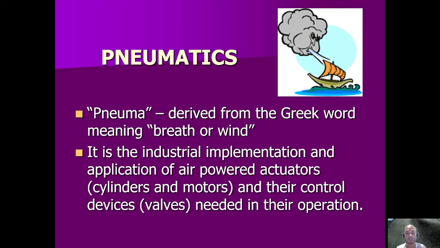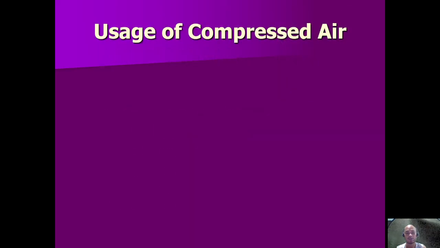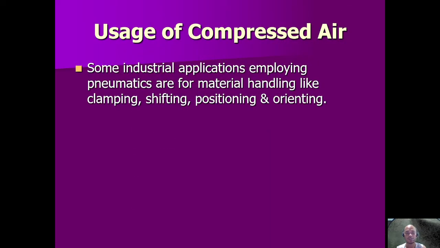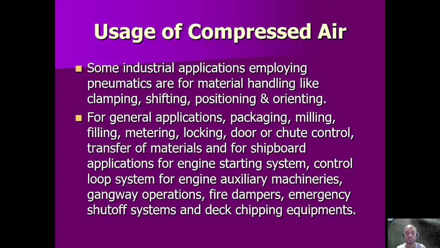So it is the industrial implementation and application of air-powered actuators like cylinders and motors and their control devices like valves needed in their operation. Okay, so what are the usages of compressed air? Industrial applications employing pneumatics are for material handling like clamping, shifting, positioning, and orienting.